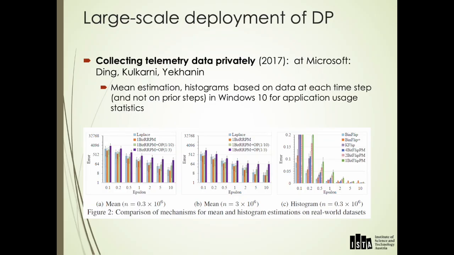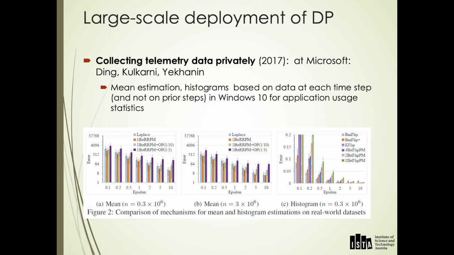And finally, there was also work at Microsoft published by these people, and this is in Windows 10. They use this for estimating application usage statistics. And this is a picture out of their paper, a very careful evaluation. Okay, so you can see many big companies are using differential privacy already when they collect data about their users.